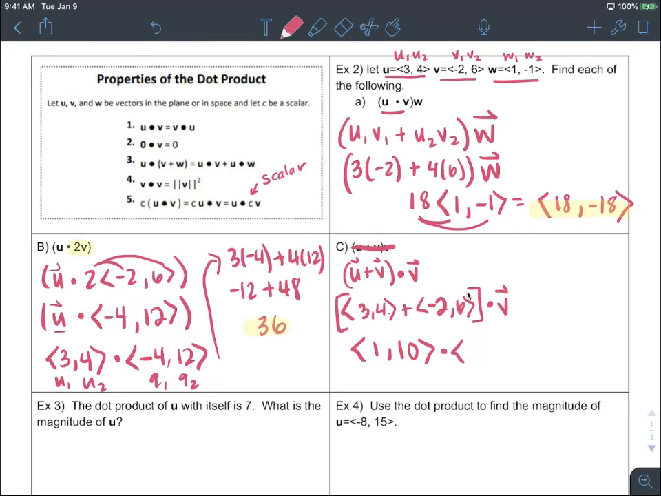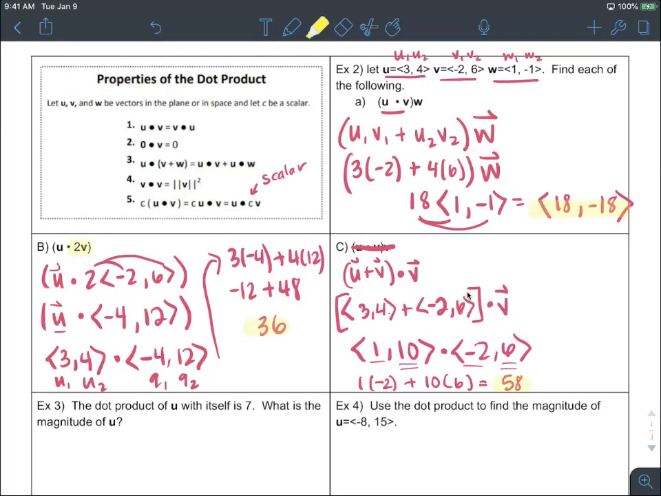Okay, dot vector v, which is -2, 6. And then how do we do dot product? Well, we do the x's times the x's and the y's times the y's. Okay, so we get 1 times -2 plus 10 times 6. So we get -2 plus 60, which is 58.